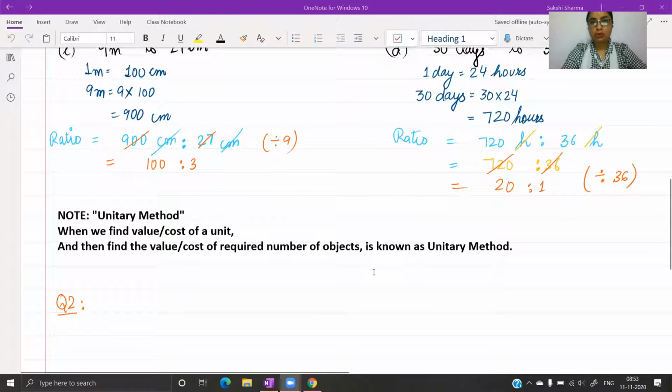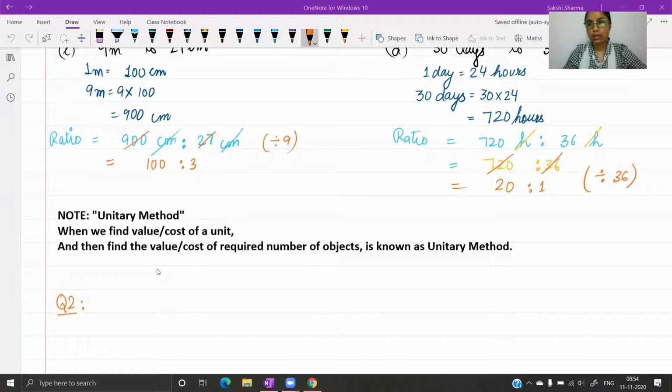After this question, I want you to write down this note, because the next question is based on the unitary method. Now, this is something you have also done in your junior classes. The unitary method is used when you want to find out the cost or value of more objects, but before that you find for one. For example, if you look at this problem, maybe that would help. Cost of 5 pens is 75 rupees. Can you tell me what will be the cost of 12 pens?